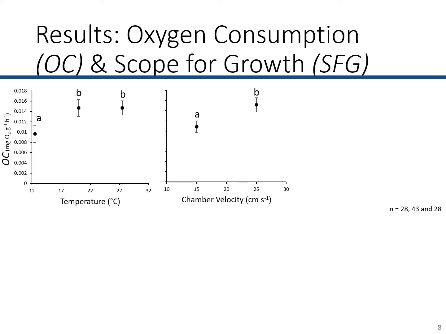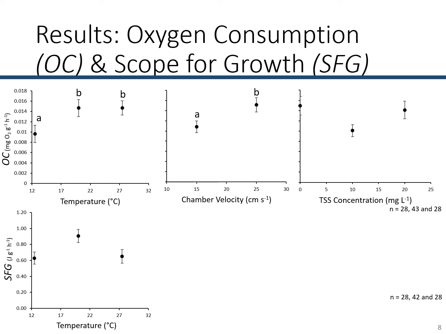And with TSS concentration, OC appeared to decrease from 0 to 10 milligrams per liter and increase from 10 to 20 milligrams per liter, although these results were not significant. And in terms of scope for growth, or SFG, SFG followed a unimodal response to temperature, where it appeared to increase from 12.5 to 20 degrees Celsius and decrease from 20 to 27.5 degrees Celsius.